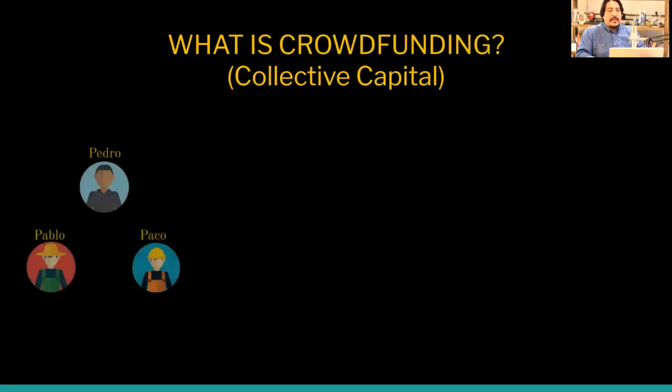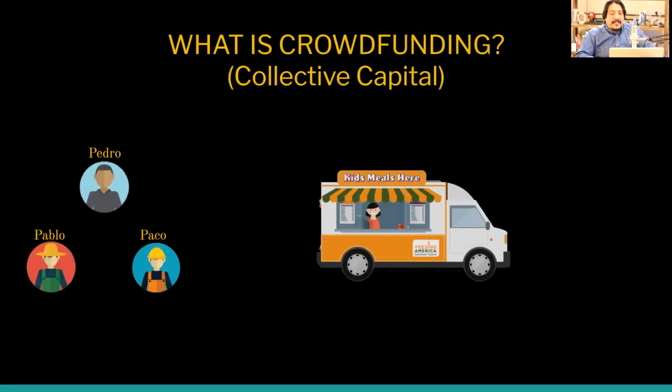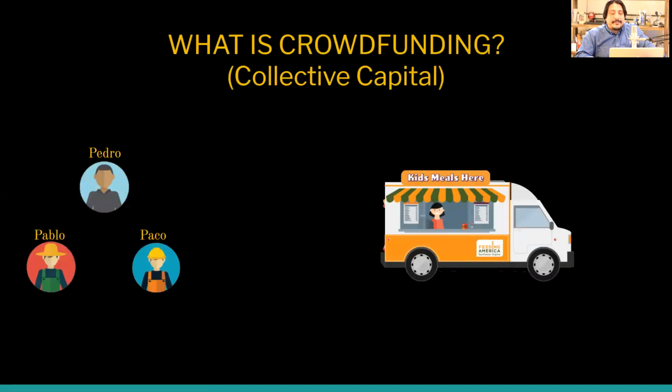First of all, let's use the following illustration. Just imagine that you have three friends. They're three Mexican friends, Pedro, Pablo, and Paco. And they say, okay, we're going to start a business. And Pedro tells them, hey, guys, I have an idea. Let's say the idea is buying a food truck. We can do this. It's only $10,000.